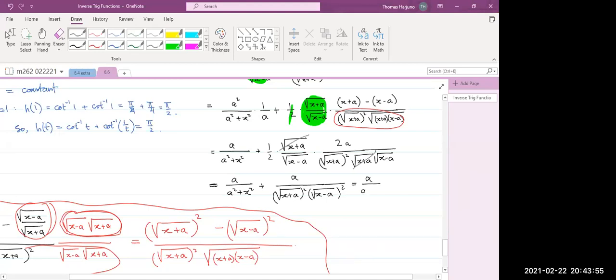Thomas, what did you do with 1 over a? I cancel with a. Oh, okay, I see. All right, thank you. What happened with the denominator? I get x squared minus a squared.